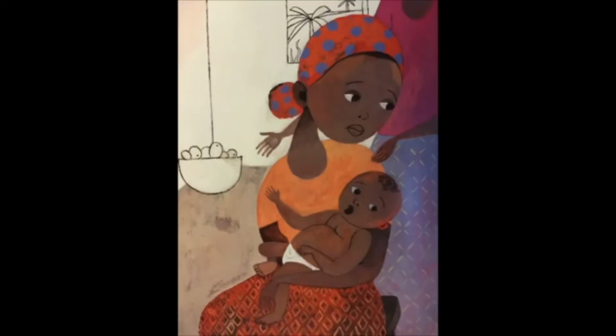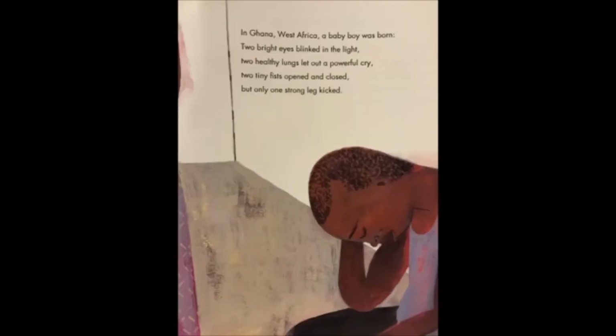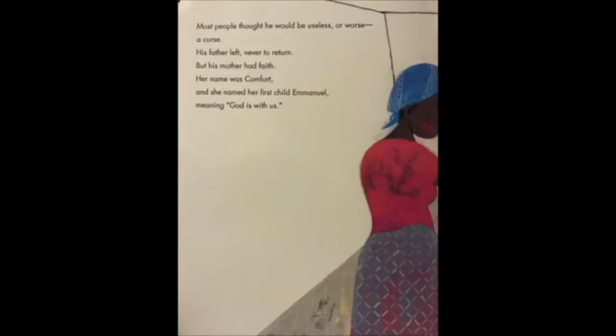In Ghana, West Africa, a baby boy was born. Two bright eyes blinked in the light. Two healthy lungs let out a powerful cry. Two tiny fists opened and closed, but only one strong leg kicked. Most people thought he would be useless, or worse, a curse. His father left, never to return. But his mother had faith. Her name was Comfort, and she named her first child Emmanuel, meaning God is with us.